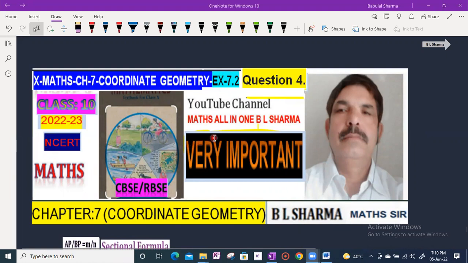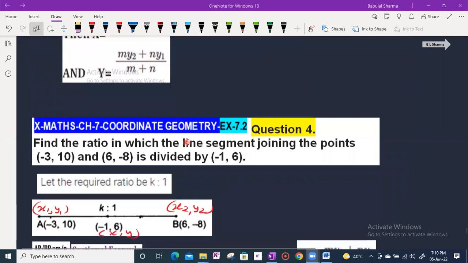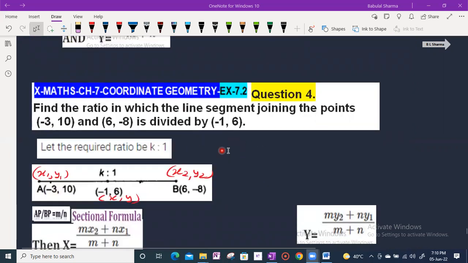For this question we need the section formula, and this is the section formula. You know, x is equal to (mx2 + nx1) upon (m + n), and the y coordinate is (my2 + ny1) upon (m + n). So now question number 4 is on your screen.